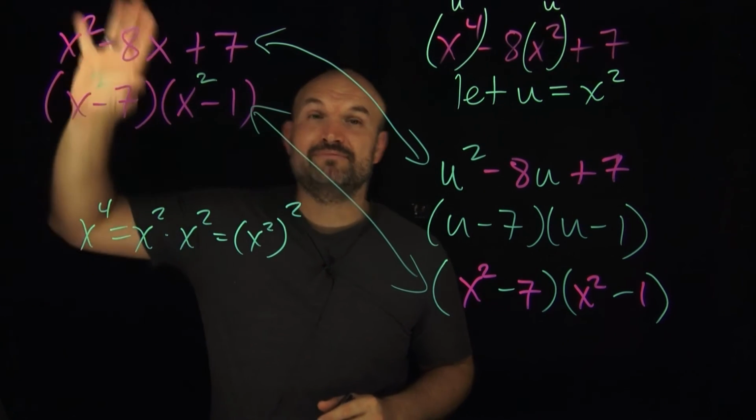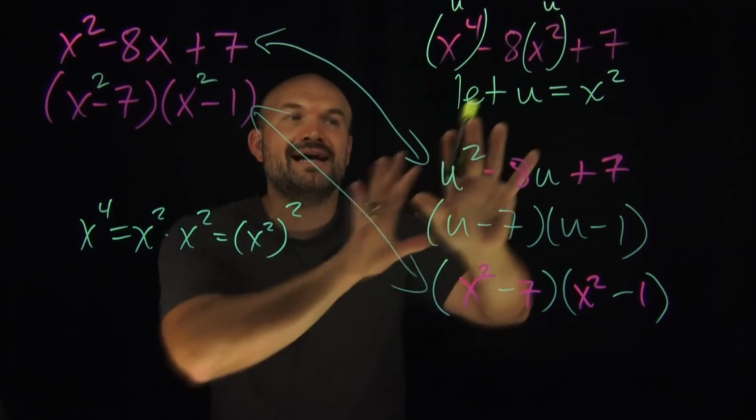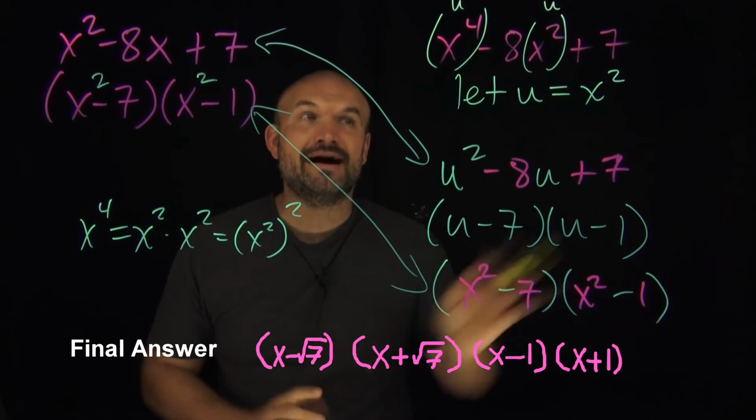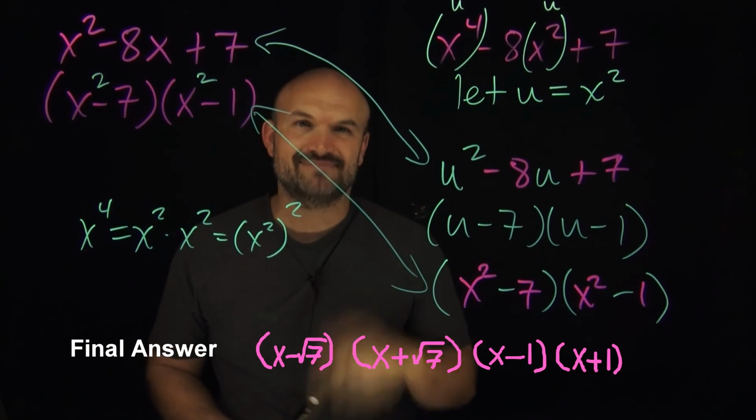Sometimes this method can be easy to understand when you're dealing with x to the 4th and x squared, but a lot of times we rely on substitution. In the next video, I'll show you how to factor one without using substitution, using only this method, so it makes sense. I'll see you in that video.